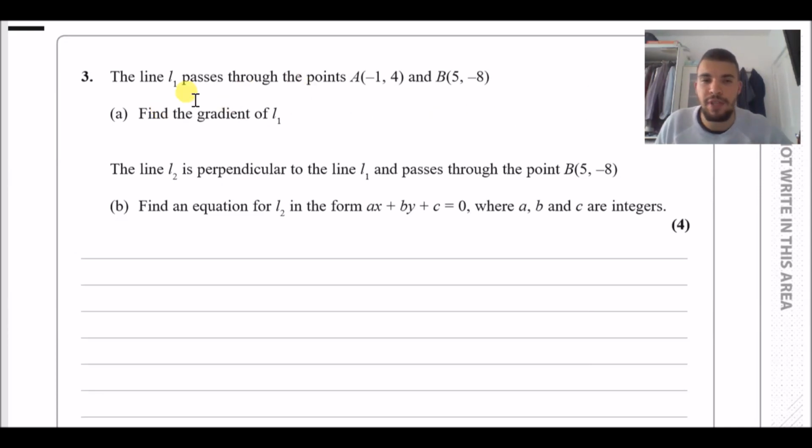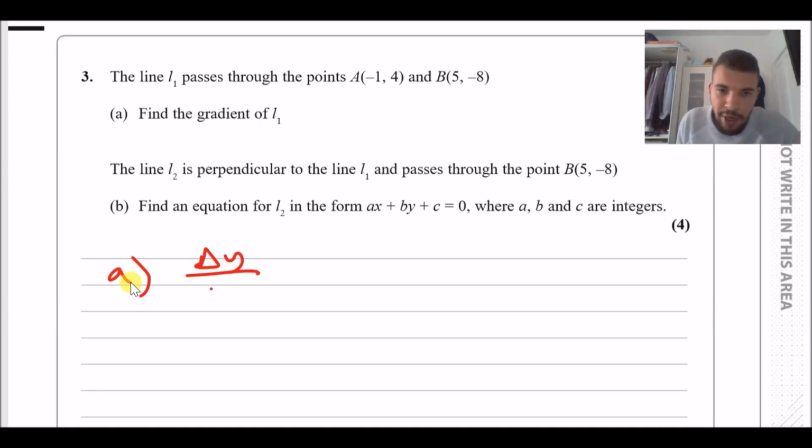Find the gradient of this line, L1. Okay, so this is straightforward, standard formula. To find the gradient, it's simply the change in the y coordinates over the change in x. So right here, change in y over change in x. We have 2 coordinates, we just find the difference of the y's and x's.